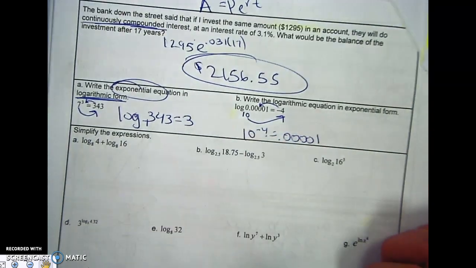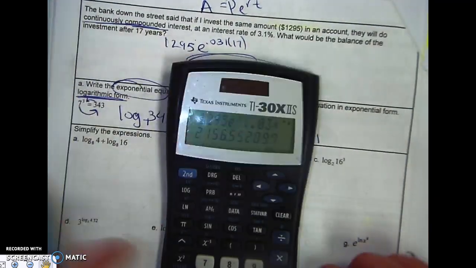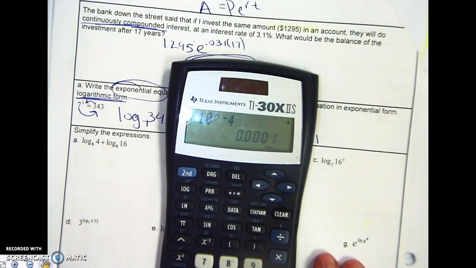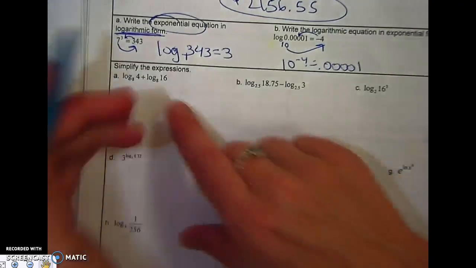I know that I'm right because 10 to the negative fourth, I can check it in my calculator. And I can go 10 to the negative fourth, and it gives me the same thing, so I'm good. All right, let's simplify all this stuff, and then that'll be the end of that video.